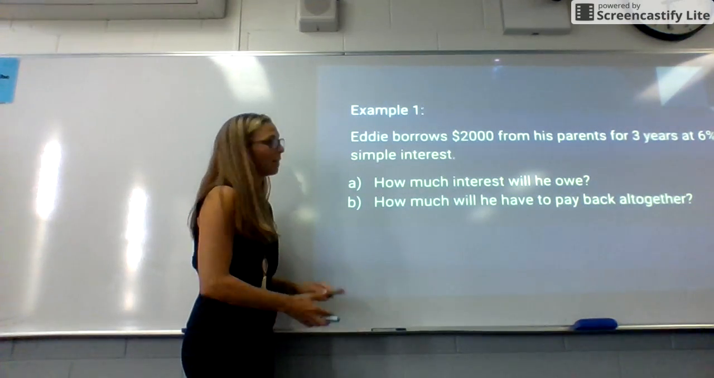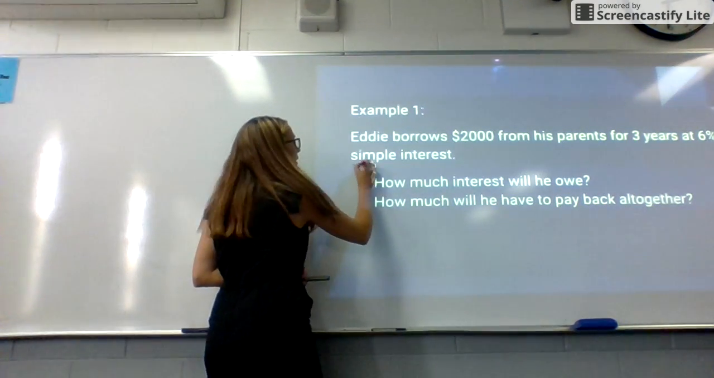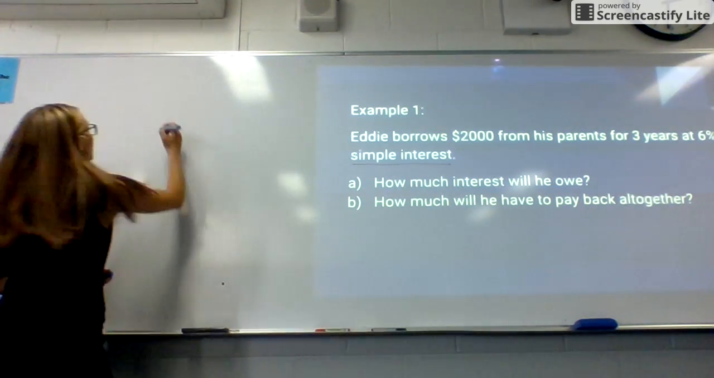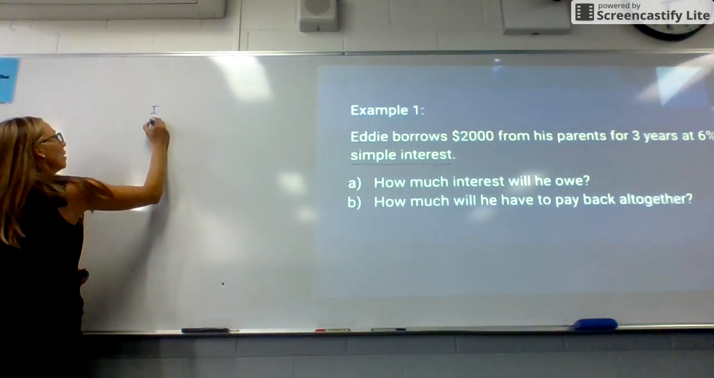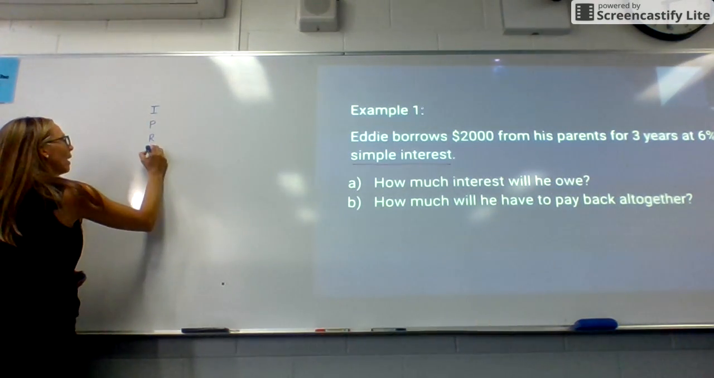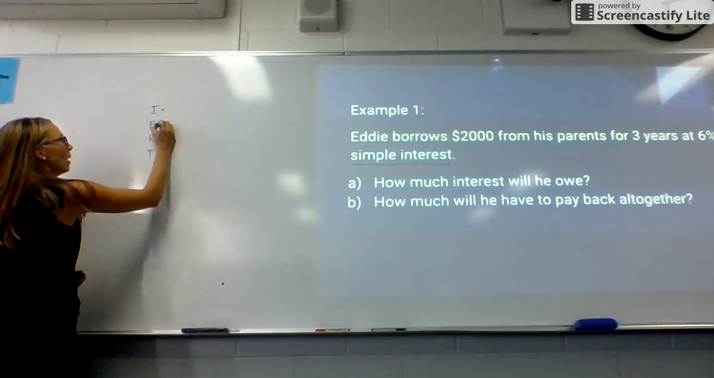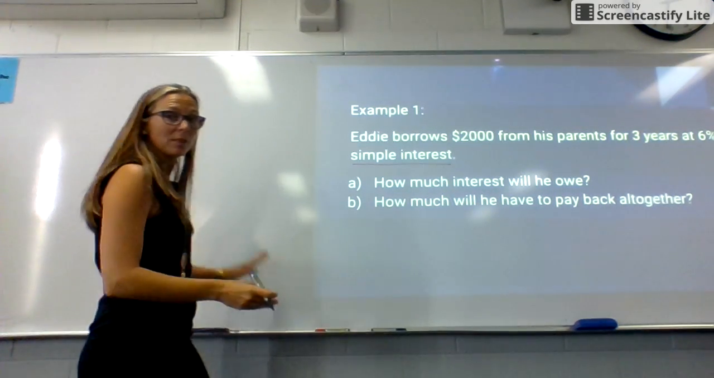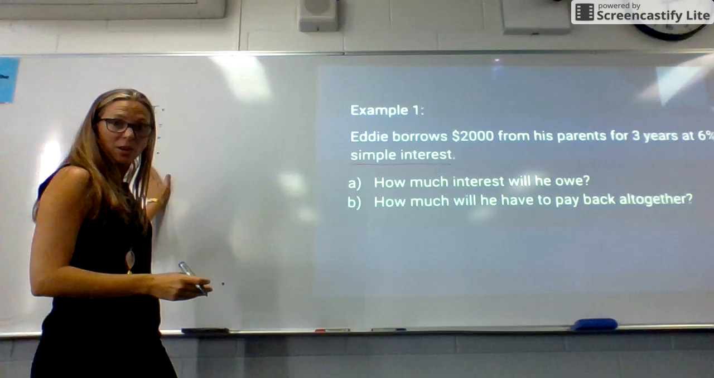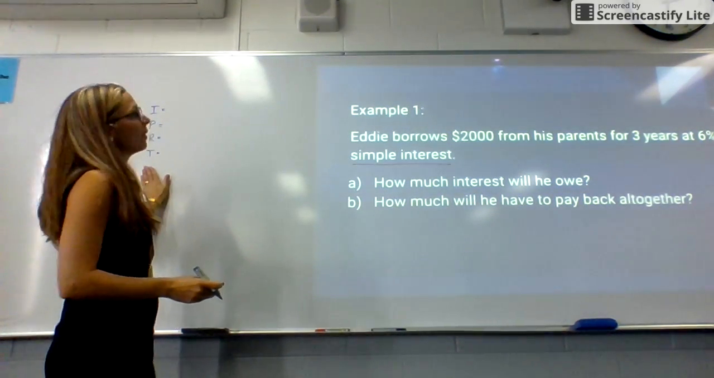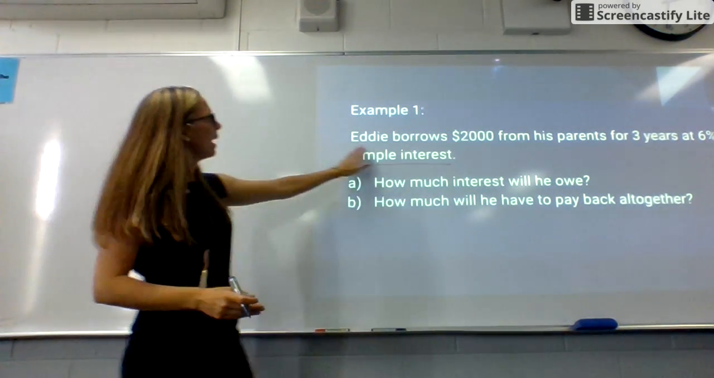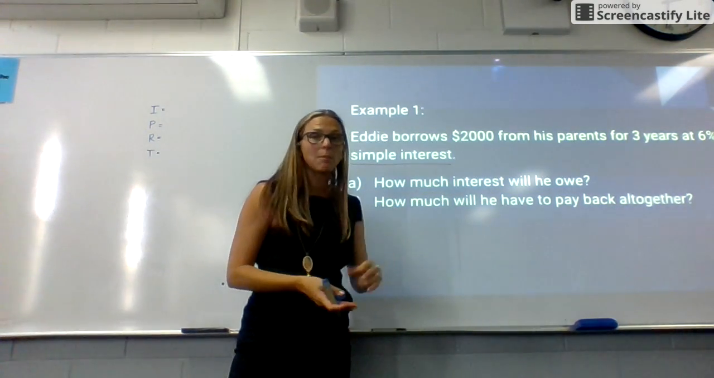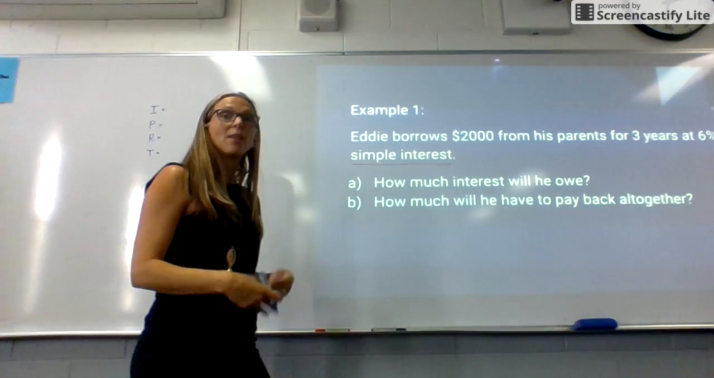Now I notice in there that it has the words simple interest. So if it's talking about that, I'm using the variables I, P, R, and T. And what I'd like you to do is get into the habit of listing those variables on the left-hand side of your work page. Then you fill in what you know. Eddie borrows $2,000 from his parents. So if he borrows that money, that's the original amount, the principal.